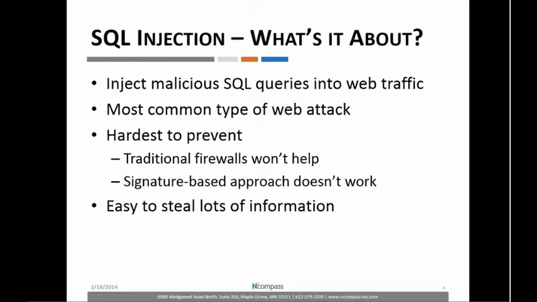It's the hardest one to prevent because traditional firewalls don't help. They're port-based. They just look at the header. Well, generally they're port-based. They look at the header and they go, hey, you're going to this IP address and this port? Good to go. They don't care if there's a SQL query in there or anything like that. And a signature-based approach generally doesn't work, and we'll talk about why. It's really hard to write a signature based on all the eventualities and possibilities of a SQL query. And it's really easy to steal a lot of information.